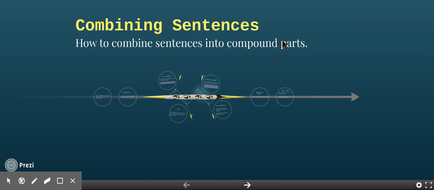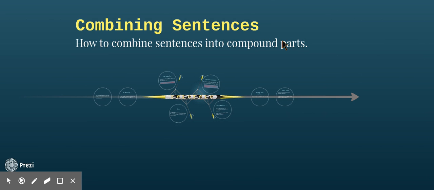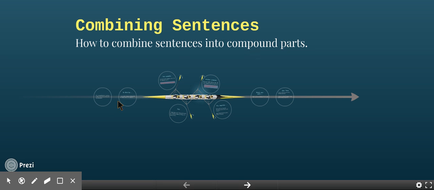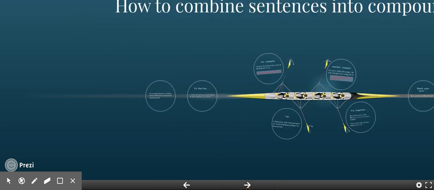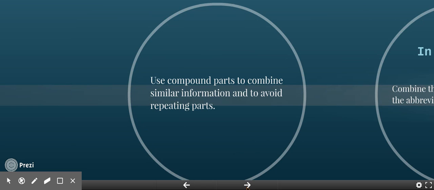All right, boys and girls, today we're going to talk about combining sentences, and specifically how to combine sentences into compound parts. We use compound parts to combine similar information and to avoid repeating parts. First of all, remember compound means two or more. And so we're trying to combine information where we don't have to repeat ourselves.